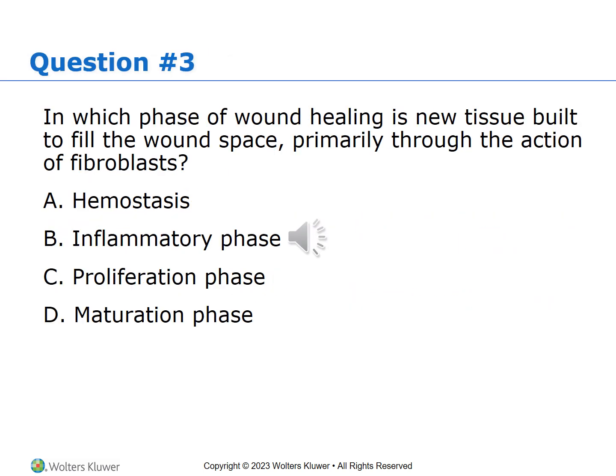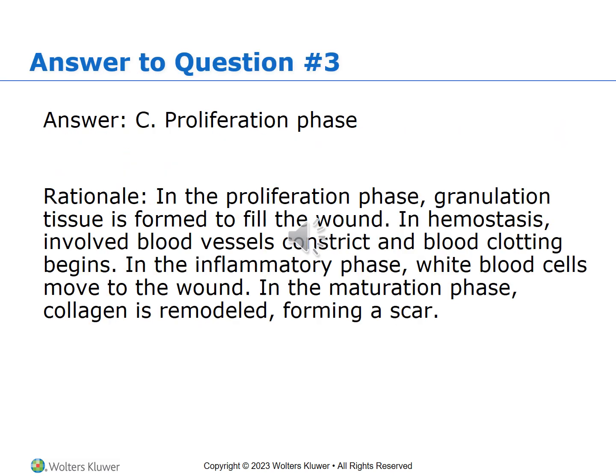Question 3. In which phase of wound healing is new tissue built to fill the wound space primarily through the action of fibroblasts? A. Hemostasis. B. Inflammatory phase. C. Proliferation phase. D. Maturation phase. And the answer is C. Proliferation phase. In proliferation phase, granulation tissue is formed to fill the wound.